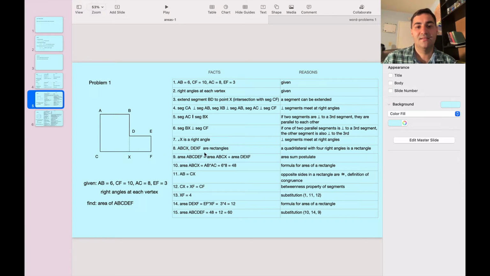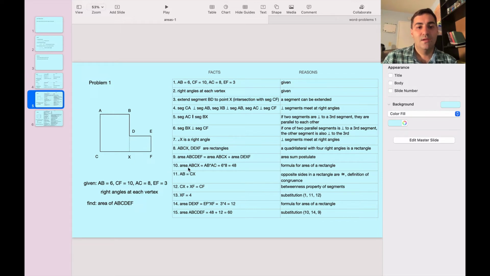ABCX and DEXF are rectangles because a quadrilateral with 4 right angles is a rectangle. So we have right angles at these vertices, and we showed that X was also a right angle. We don't have to prove it's a parallelogram. We can just say if a quadrilateral has 4 right angles, it is a rectangle. We can use the area sum postulate to get the area of ABCDEF is equal to the area of rectangle ABCX plus the area of rectangle DEXF.